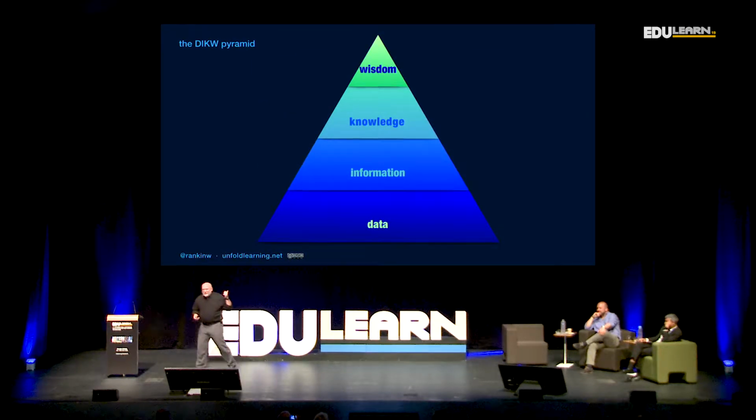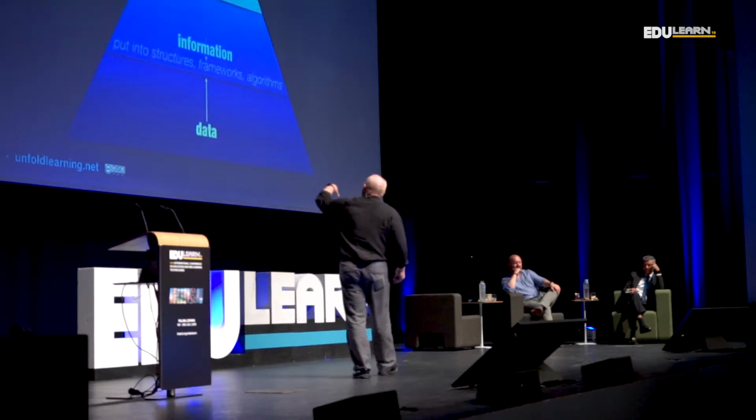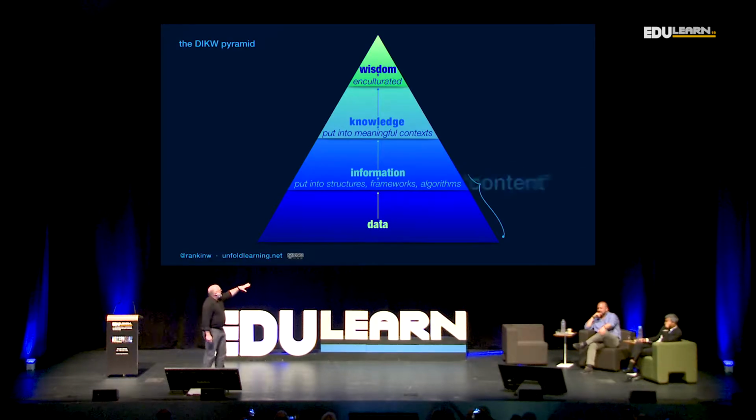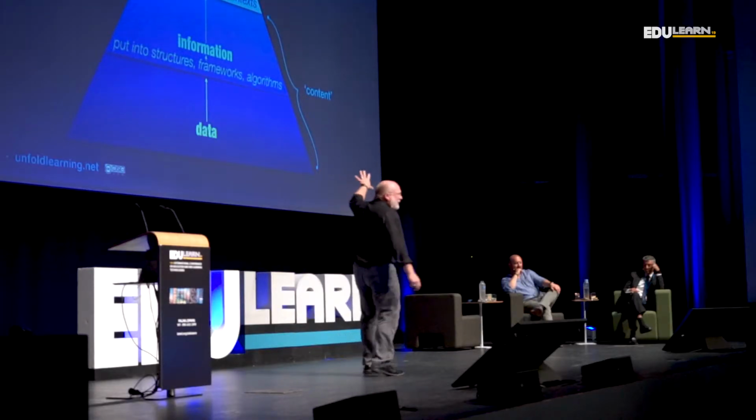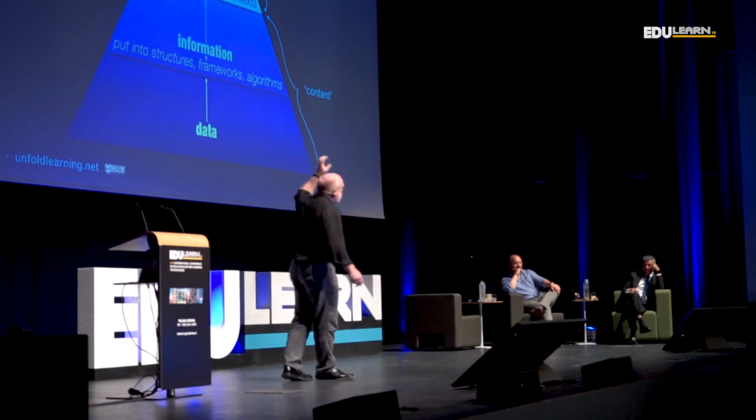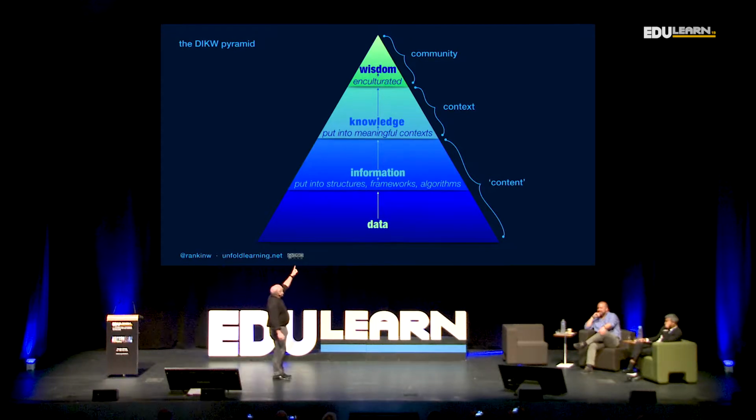Do you know the DIKW pyramid? Has anyone seen this before? Data, information, knowledge, wisdom. So data put into structures, frameworks, and algorithms becomes information. Information put into meaningful context becomes knowledge. Knowledge enculturated becomes wisdom. That's the stuff that's really about content. The knowledge requires a meaningful context, and wisdom requires a community of people.